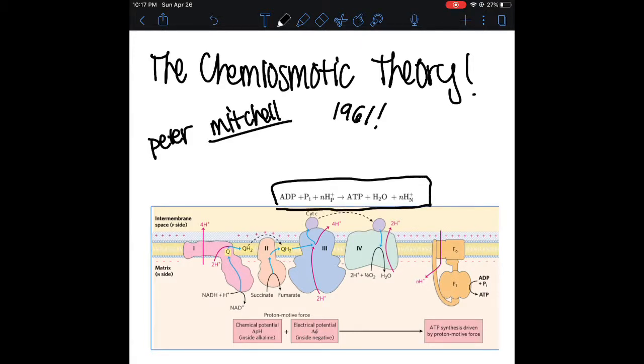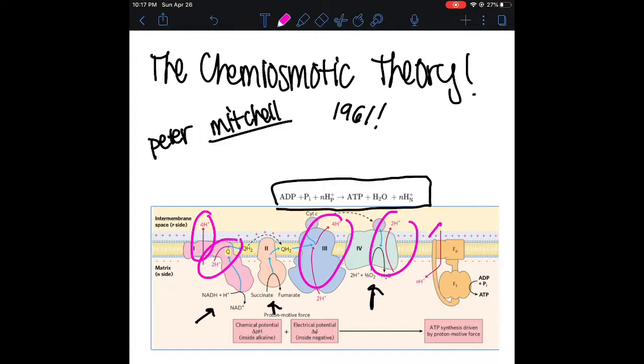In this model of the chemiosmotic theory, electrons from NADH, succinate, and oxygen pass through a chain of carriers arranged in the inner membrane. This flow of electrons is met with proton transfer across the membrane. This produces a chemical gradient and an electrical gradient, which combined create the proton motive force.